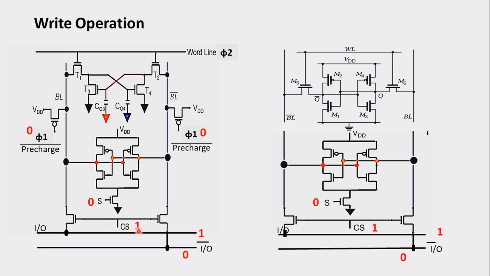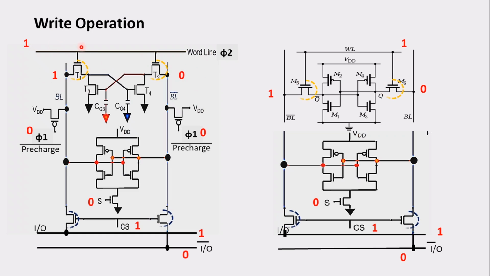So I'll be making my column select 1. This column select will be 1 whenever you are doing a write operation as well as a read operation. Since I have made this 1, these transistors are turned on. Here you can observe these transistors are going to be a closed switch. So I'll be having a bus value of 1 and 0 over here.